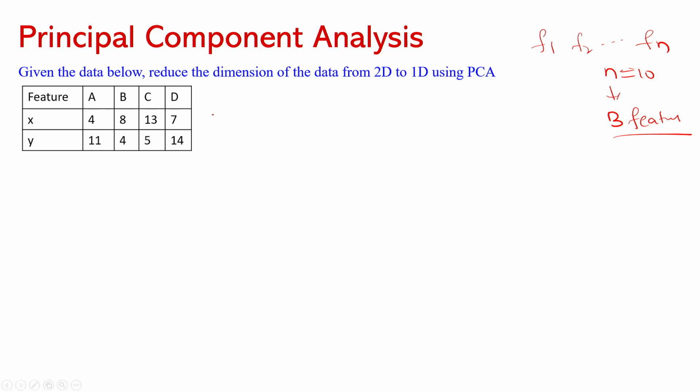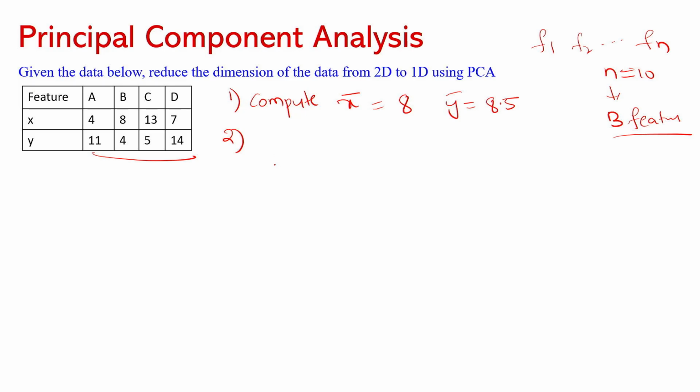We are given A, B, C, D as the 4 values. What is the first step here? The first step is to compute the means, X bar and Y bar. If you find the X bar value, 4 plus 8 plus 13 plus 7, we get a mean of 8. Also for Y bar, if you find the average of these 4 values, you get 8.5.